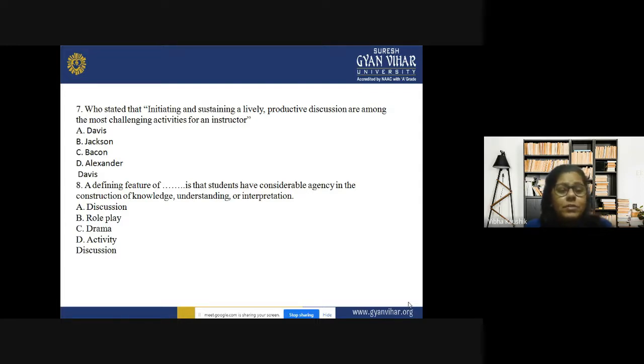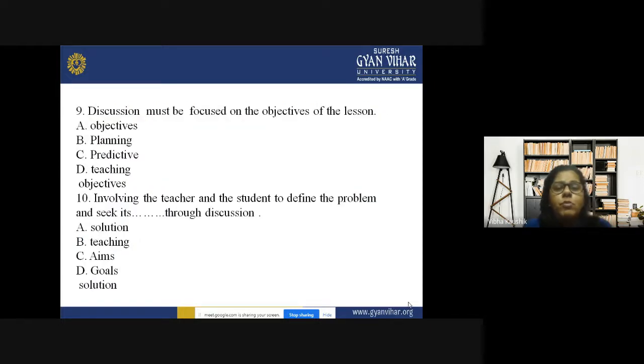That is Davis. Now, the eighth one: a defining feature of dash is that students have considerable agency in the construction of knowledge, understanding, and interpretation. Now, students, you have to give the answers on the basis of the given choices, and the correct answer is option A, that is discussion. Discussion must be focused on the dash of the lesson. A, objectives; B, planning; C, predictive; or D, teaching. So the correct answer is option A, that is objectives.